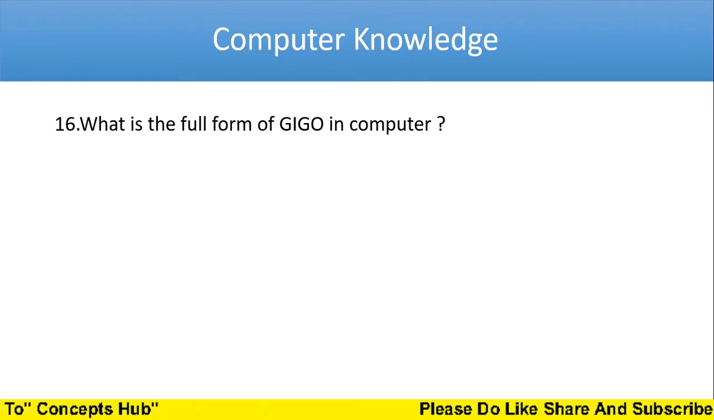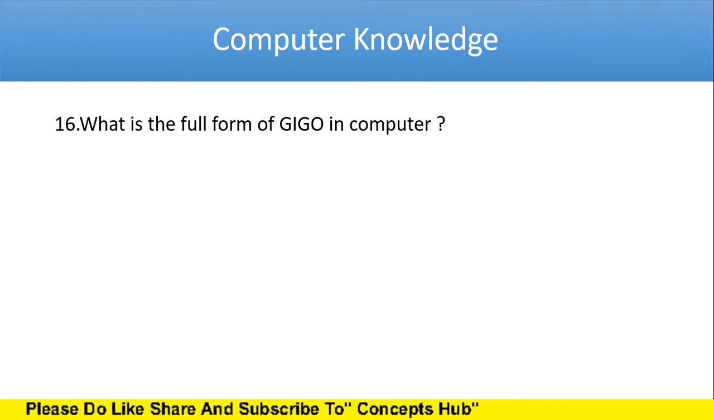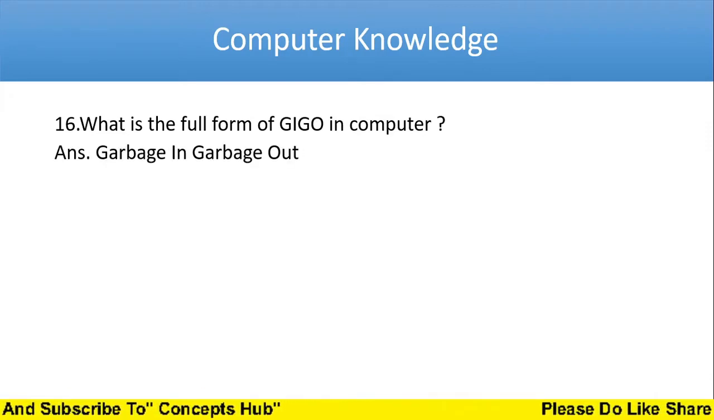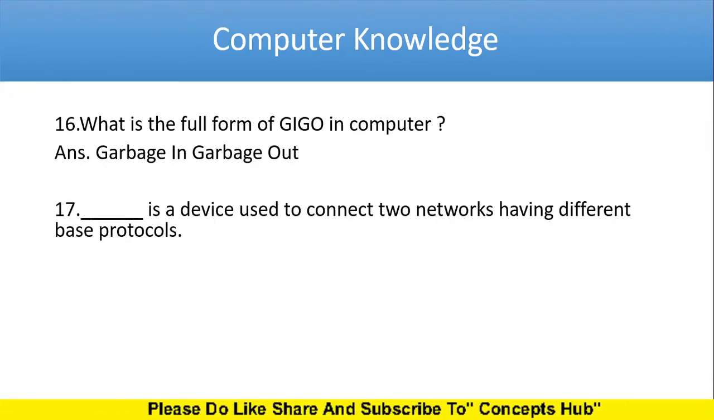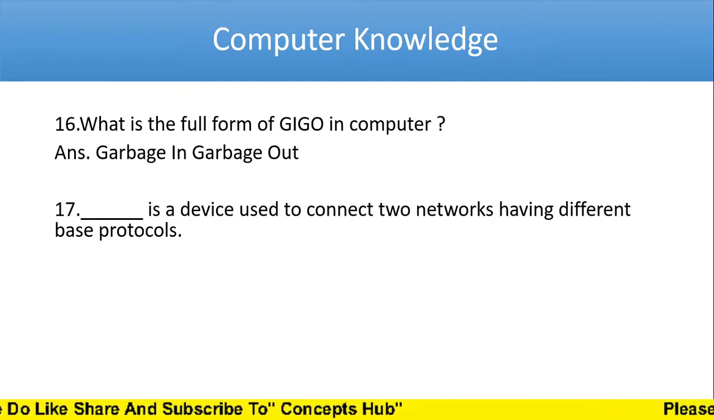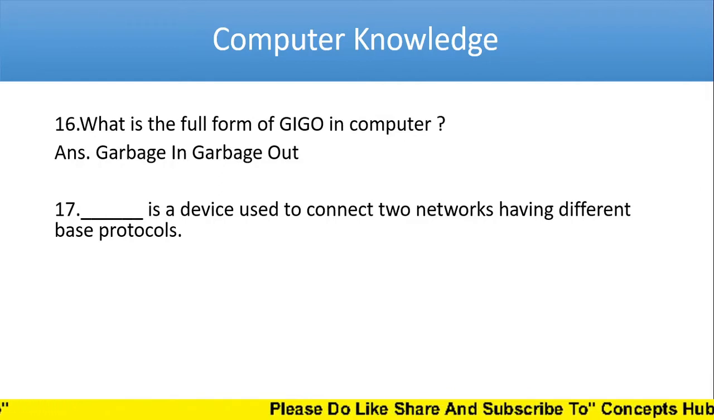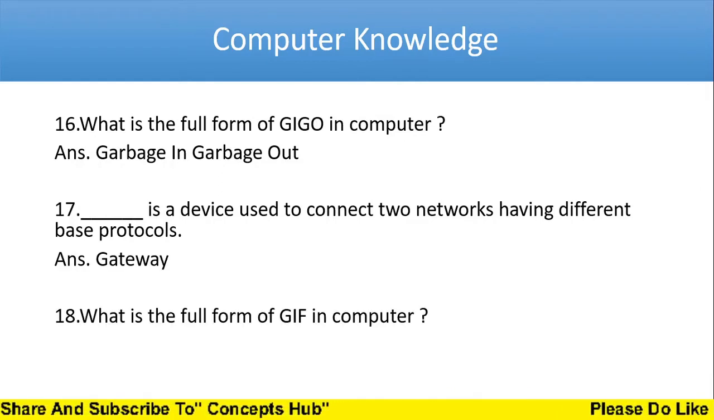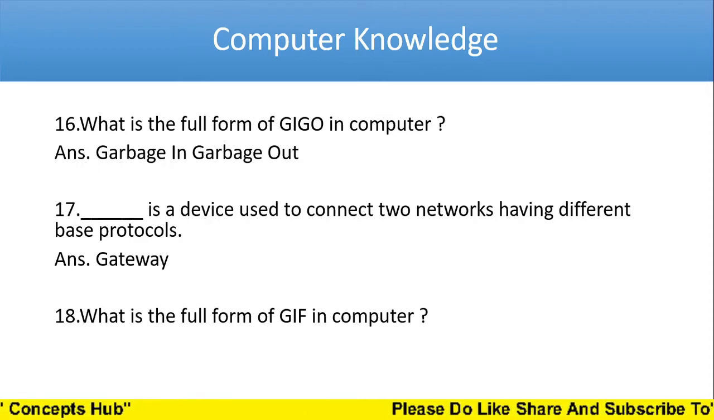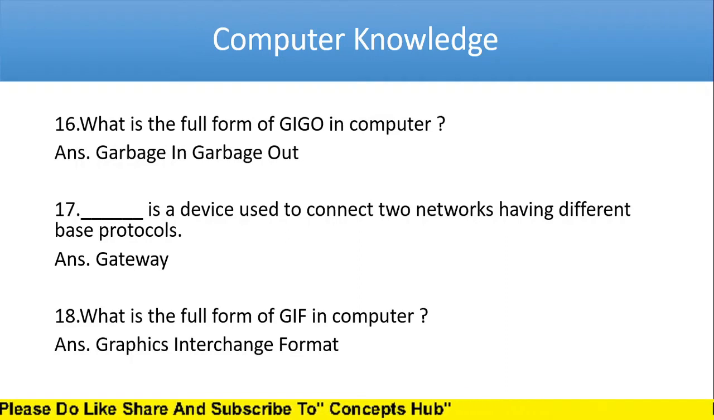Next question. What is the full form of GIGO? The answer is garbage in, garbage out. Next. Dash is a device used to connect two networks having different base protocols. Answer is gateway. Next. What is the full form of GIF? Answer is graphics interchange format.